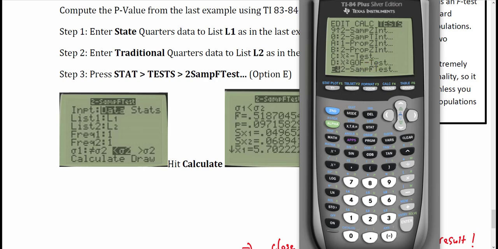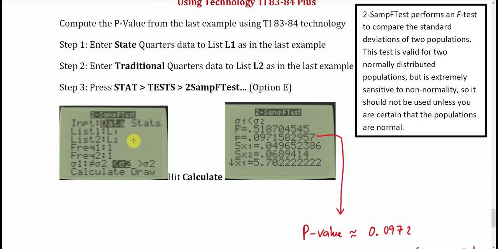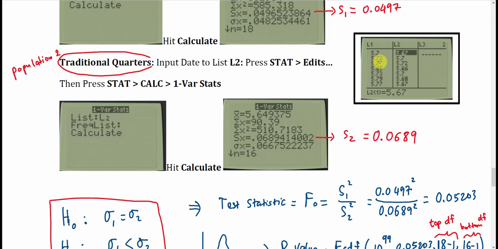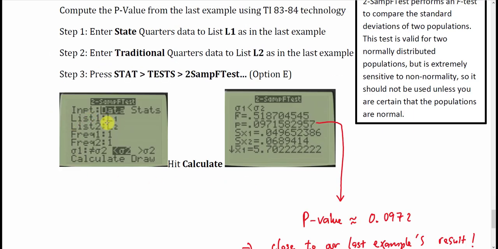F stands for Fisher test. And then just enter that and make sure the input is Data, right? Because you stored the data in list L1 and list L2. So make sure that the list for sample 1 is L1, list for sample 2 is L2. And in this case, the alternative hypothesis is sigma 1 is less than sigma 2. And then we hit calculate. So it will give you the analysis here.